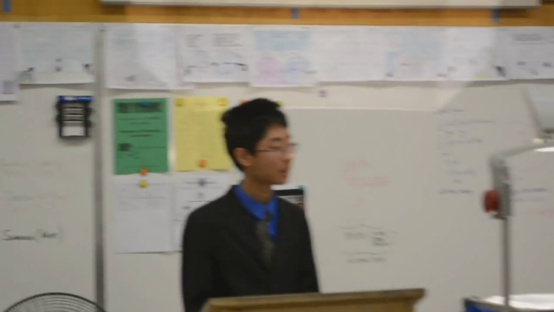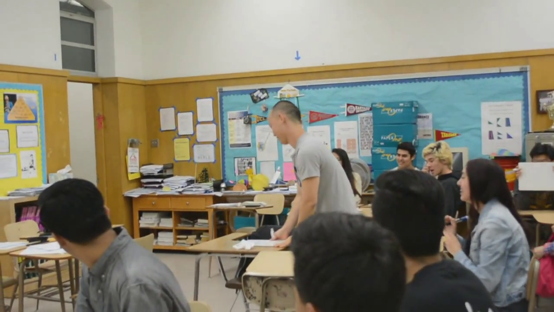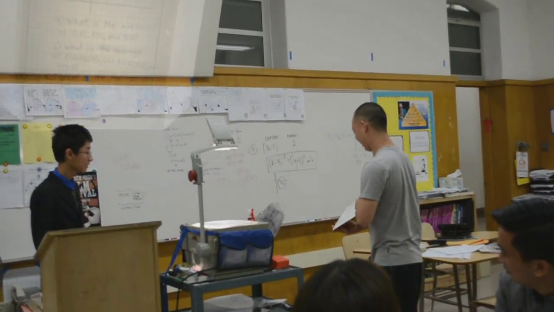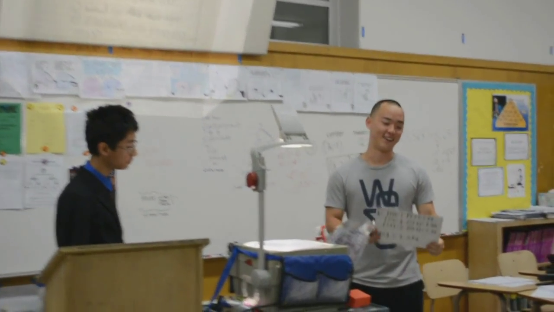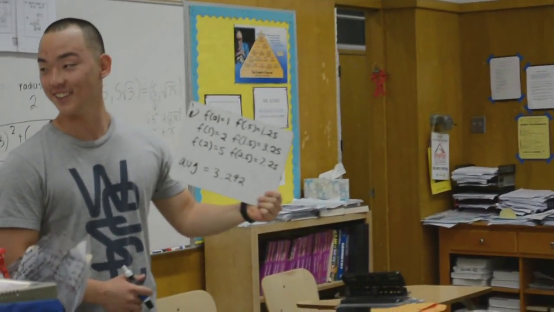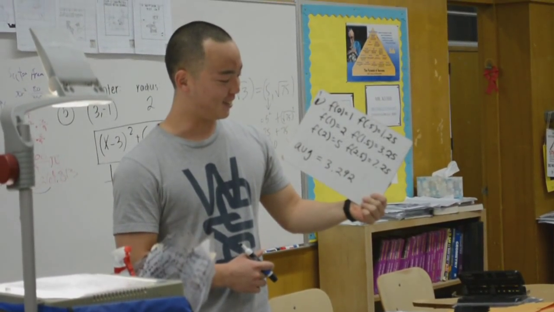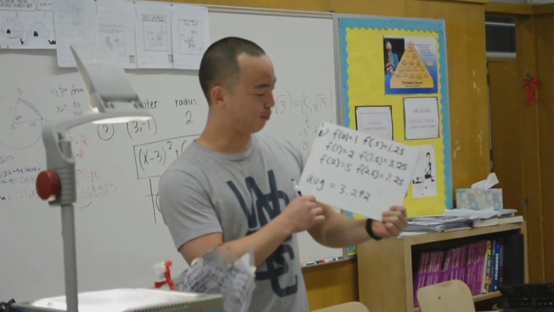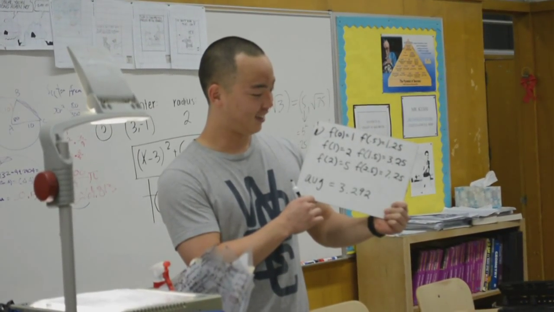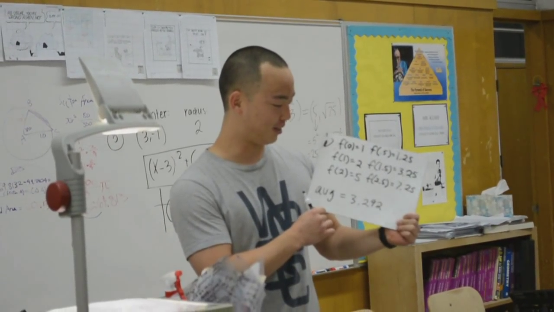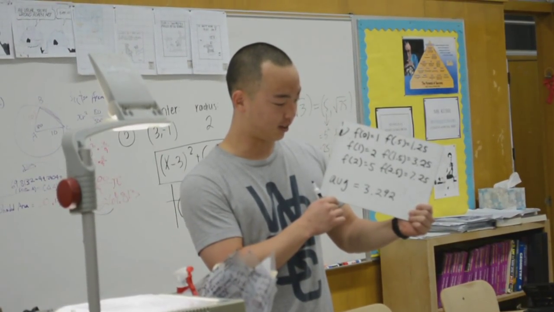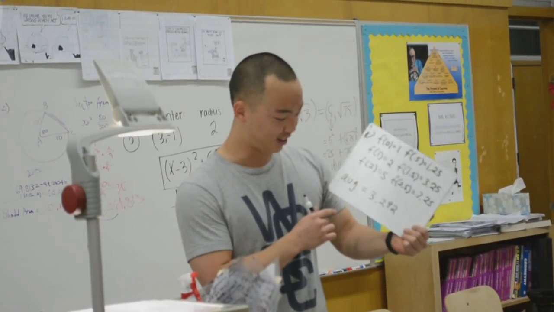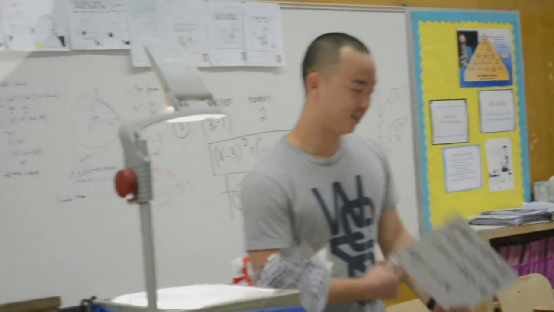Okay, do we have an answer for part B? Mr. Kushi. Can you please explain your answer? Yeah. f of 0 is 1, f of 1 is 2, f of 2 equals 5, f of 0.5 equals 1.25, f of 1.5 equals 3.25, f of 2.5 equals 7.25, and the average is 3.292.